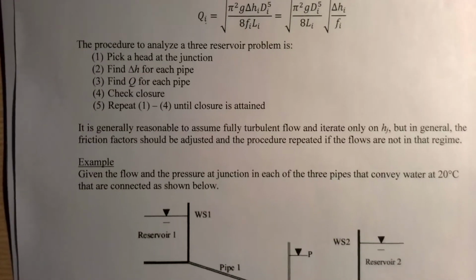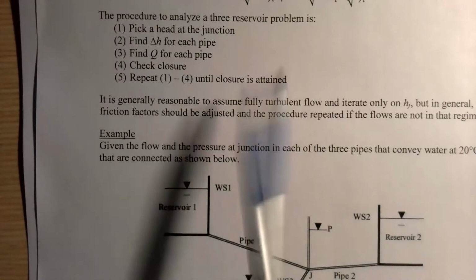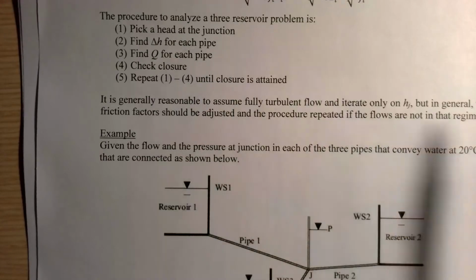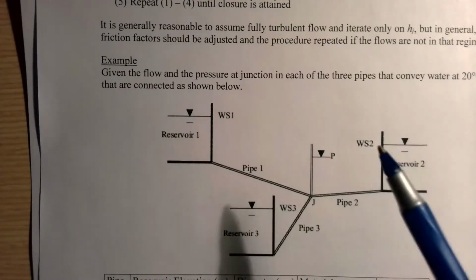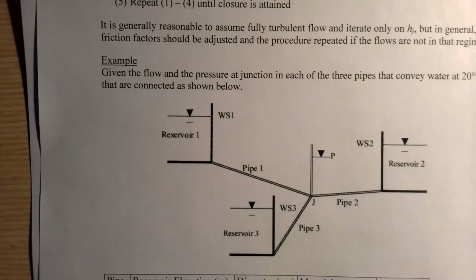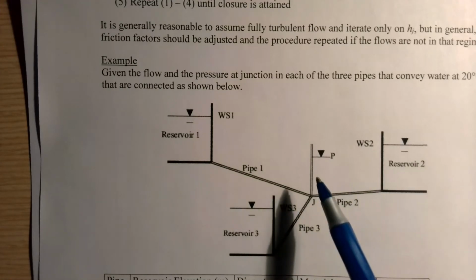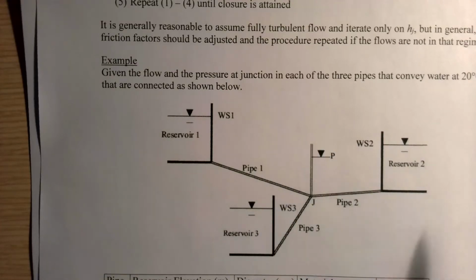So the procedure that we're going to use to analyze this three reservoir problem is we're going to pick a head at the junction. So again, our key unknown for this problem, and the other problems we worked in the last couple of videos, the unknown that we really needed was the flow rate. Here, our key unknown is going to be our head at the junction. Once we get the head at the junction, then everything else is going to follow from that, and then we can set up a closure condition, again, that we can use to solve this kind of problem.